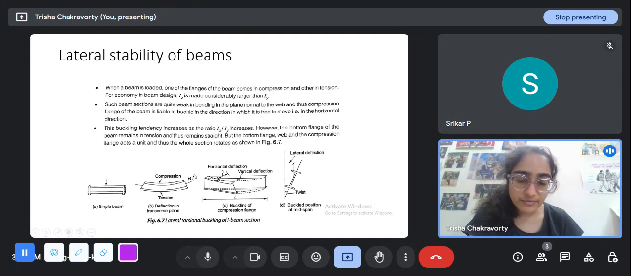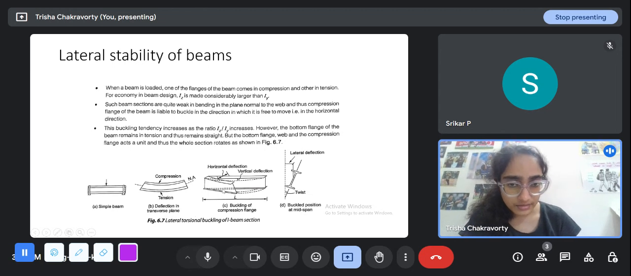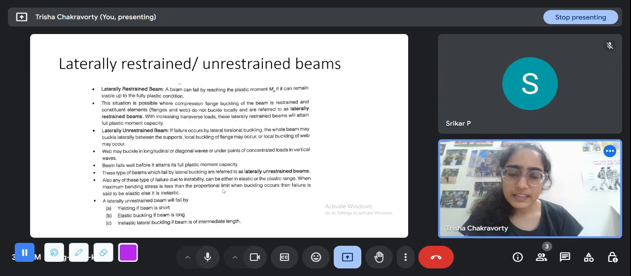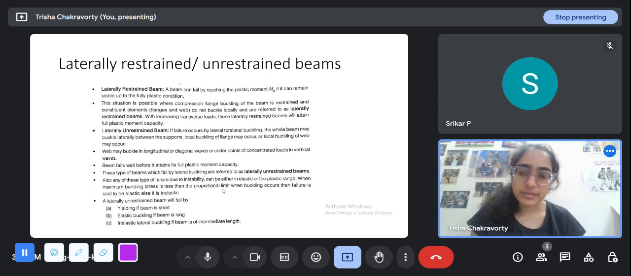So there are two kinds of buckling that can occur. One is the buckling of the beam as a whole, and then there can be local buckling of the web or the flanges. All of these have to be taken into account during design. Laterally restrained or unrestrained beams.